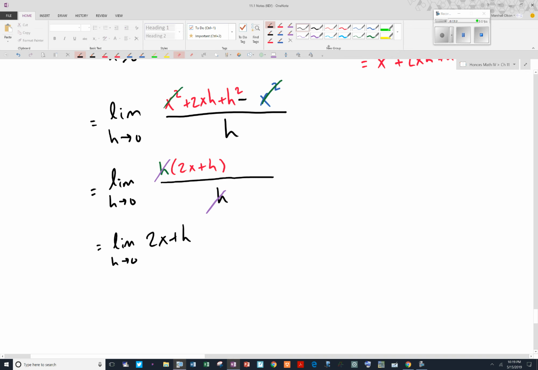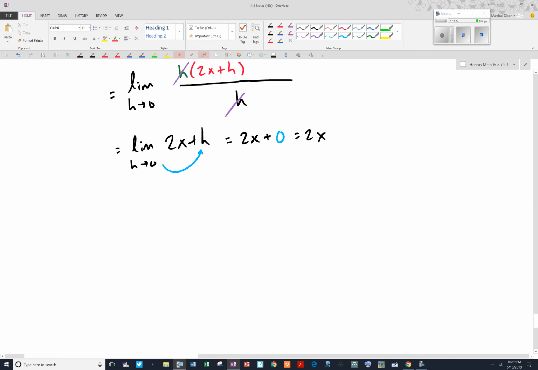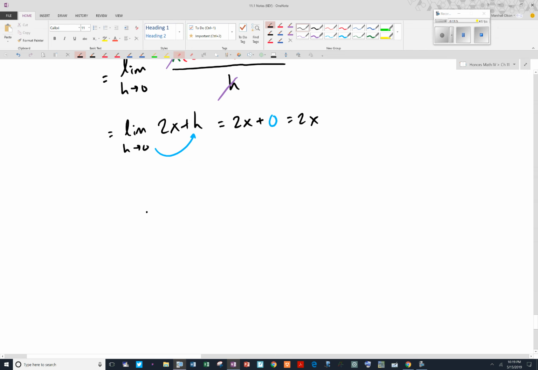And now I can put that 0 in for h. Right there, that becomes 2x plus 0, so I got rid of the limit because I'm actually putting that 0 in. 2x plus 0 is just 2x. So that is the derivative function. F prime of x is 2x.